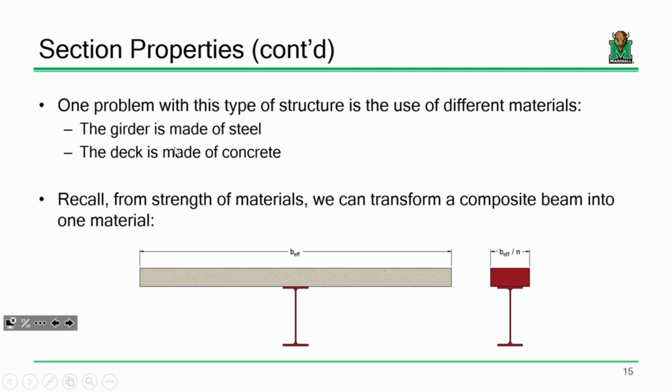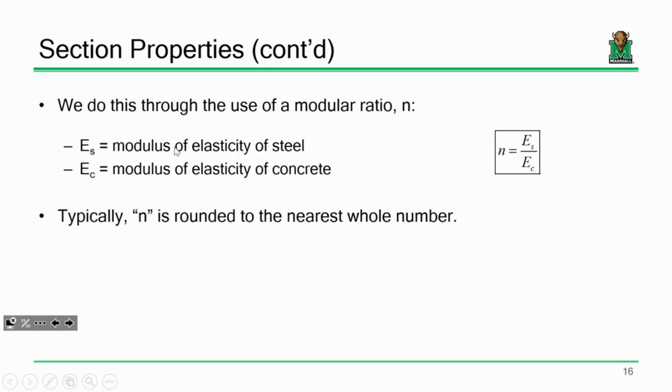You take the rebar in the bottom of the beam and you transform it into an effective lump of concrete. Here what we're doing is taking the concrete and transforming it into an effective lump of steel. So what ends up happening is if you've got this effective flange width, because steel is so much stronger than concrete, this concrete is then represented by this smaller lump of steel. So we transform it by dividing it by N. N is the modular ratio.